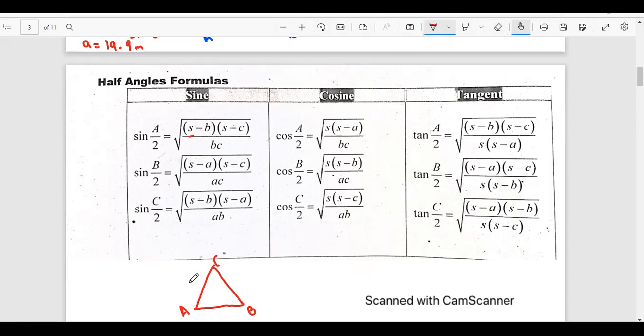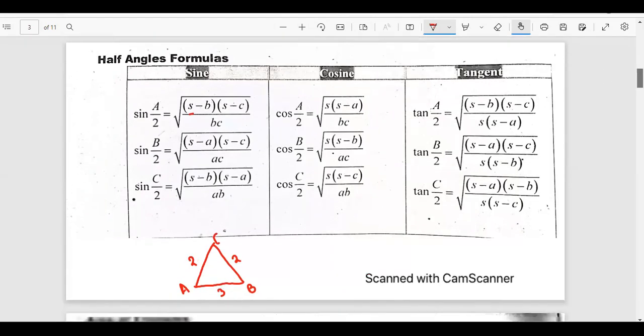So let's say this side is 2, 2, and 3. This is a triangle, two sides are the same. Let's suppose this is an isosceles triangle, and then we have another side 3, and you need to find the angle B, let's say. We can use any formula, sine, cos, tan. Let's start with this one.